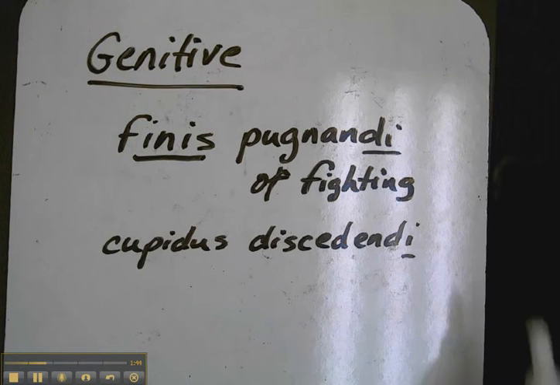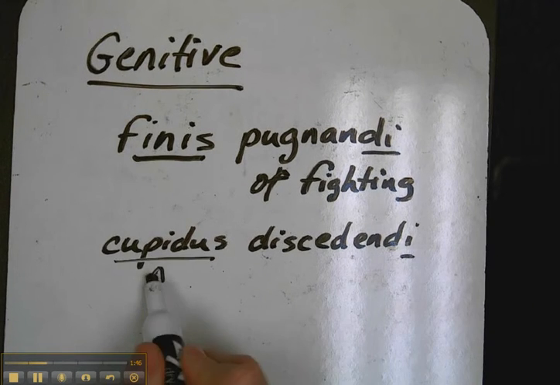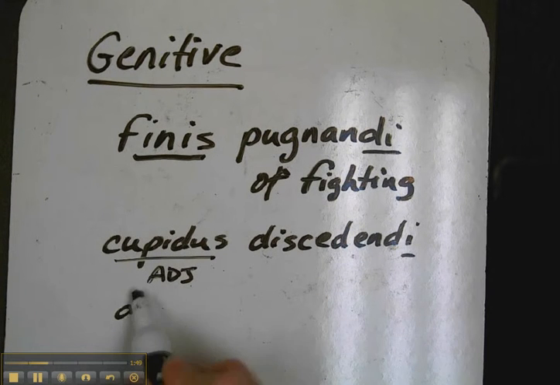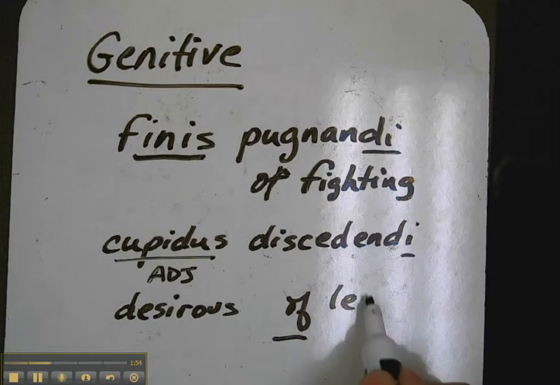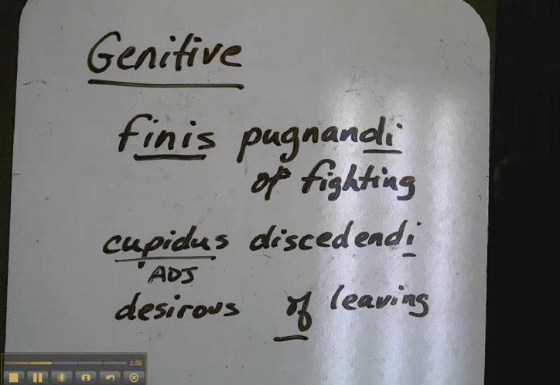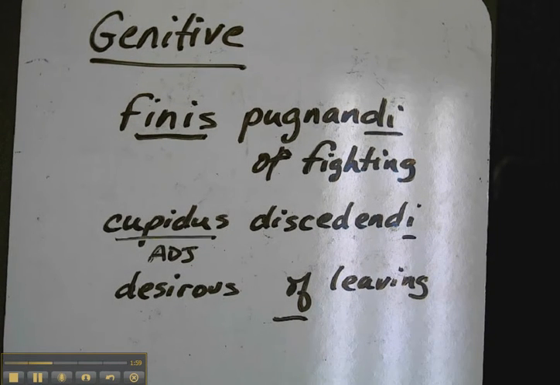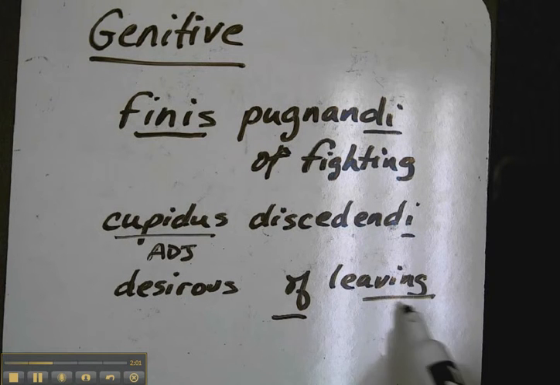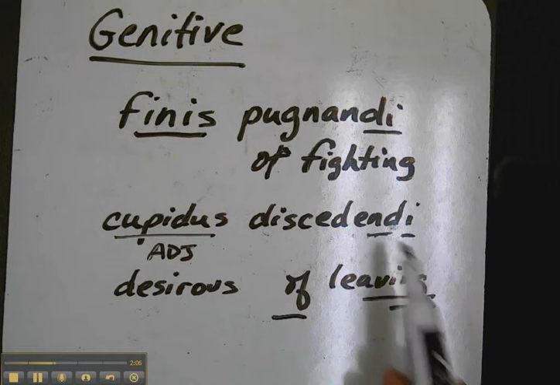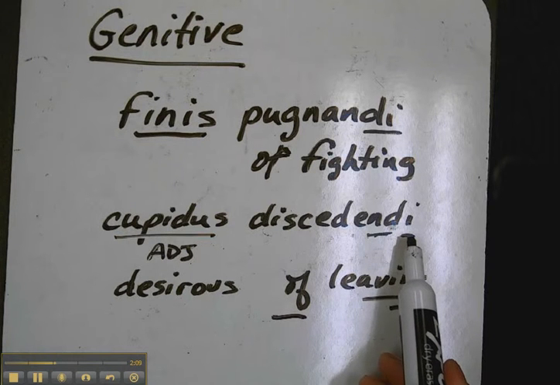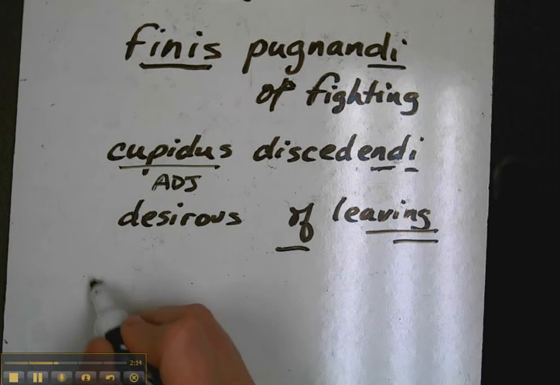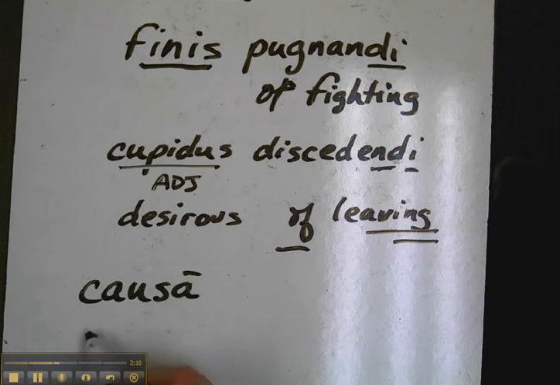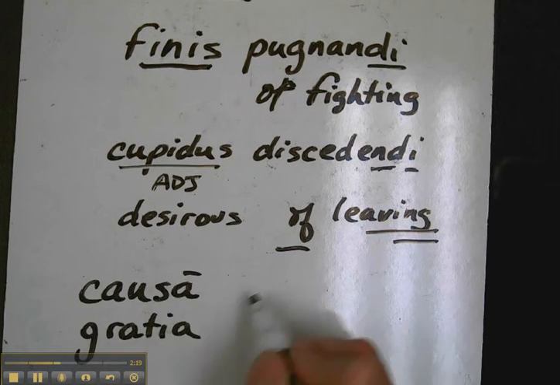So here we have our genitive ending. Here's our adjective. And it means desirous of leaving. So it still translates like the genitive, of. Now, it just translates more like the present active participle, the ing. But again, you see a word ends in nd, has a second declension genitive ending on it, you translate it of doing something.